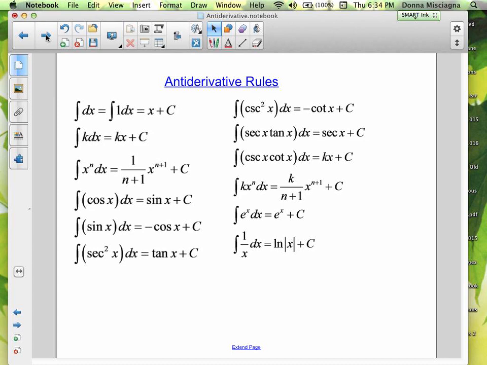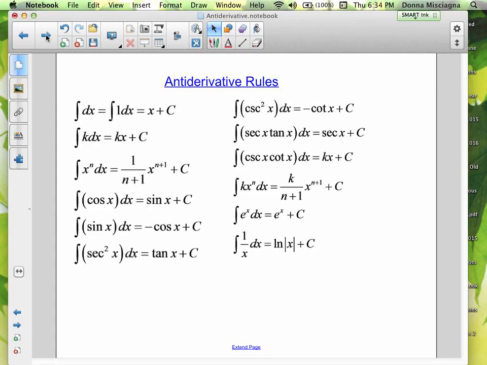If we have x to the n dx, that's just the power rule. So we'll increase the exponent by 1 and divide by the same thing, plus c. The integral of cosine x is sine x. The integral of sine x dx is negative cosine x, because we know the derivative of cosine x is negative sine x. The integral of secant squared x dx is just tangent x, because the derivative of tangent x is secant squared x. And there are a couple other ones up there, and they are just our common ones.